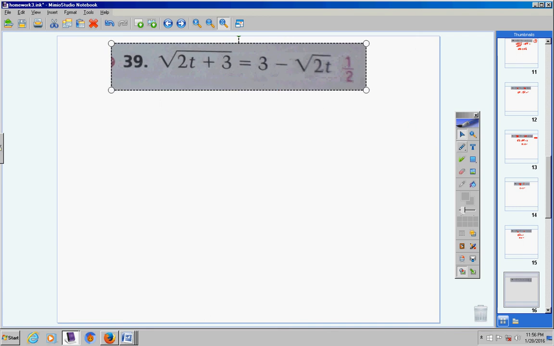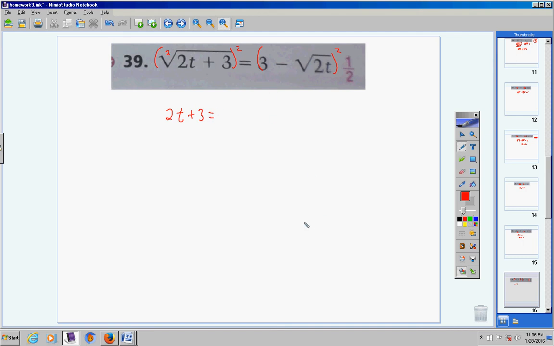Alright, now, this is a square root, so we're going to raise this left side to the second power. But I must raise this side to the second power also. Now, when you square a square root, you get what's on the inside. Over here, I square 3 minus the square root of 2t. This is going to be pretty tough, so pay attention, okay?